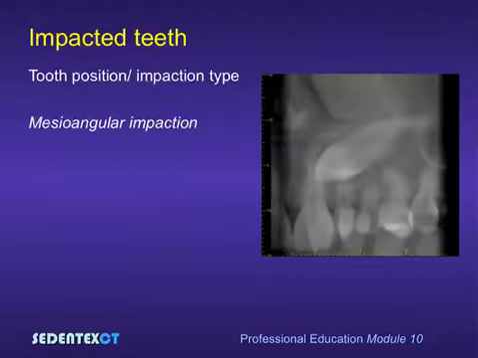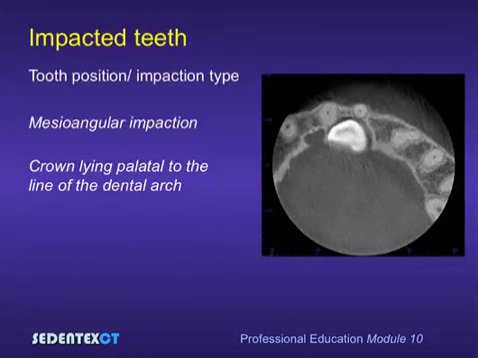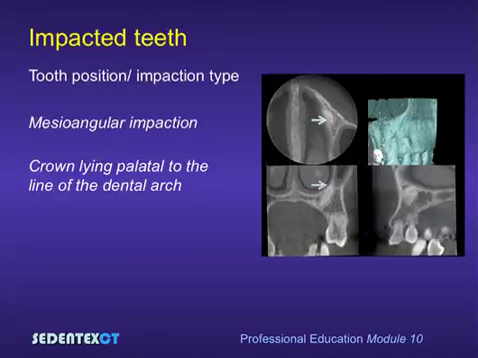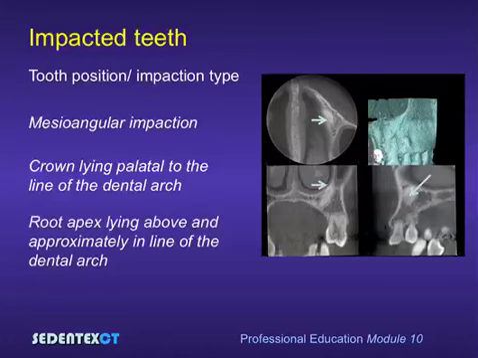Here we have an impacted upper left canine. So our first task is to assess its position and impaction type. Well, from the panoramic reconstruction, we can see it is a mesioangular impaction. By looking at the axial scans, we can see that the crown is lying palatal to the line of the dental arch. We can also see that the root is lying above and approximately in line of the dental arch. So we've now defined its position.